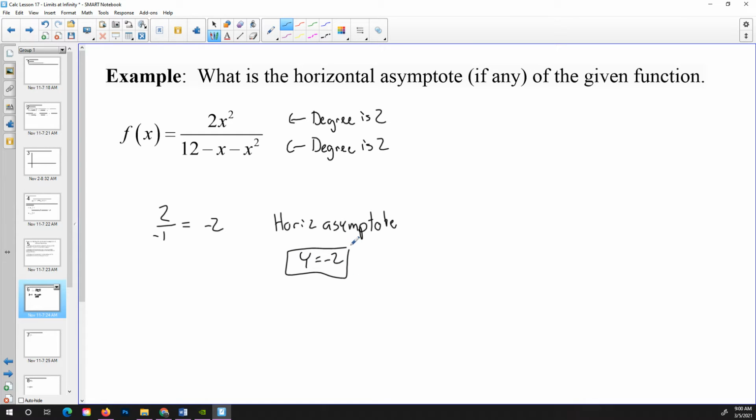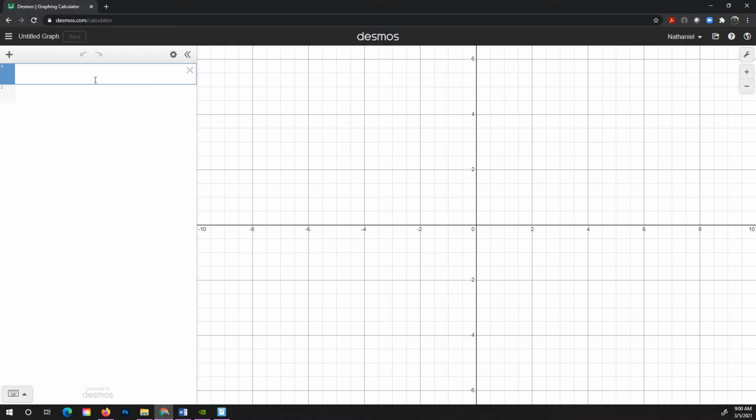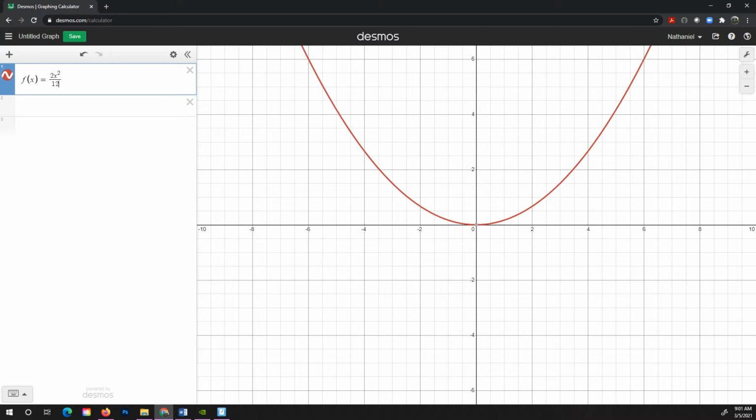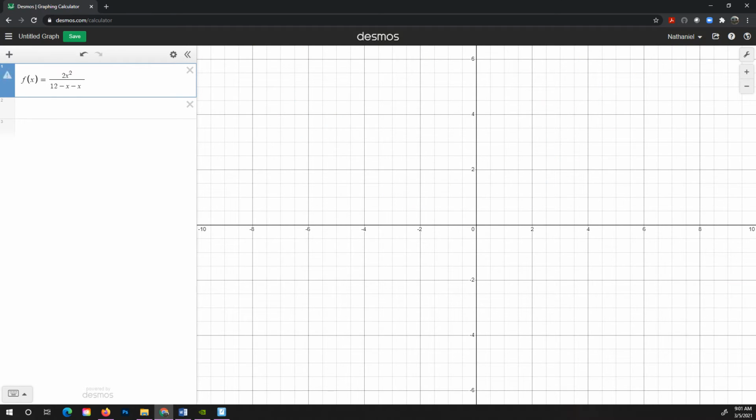Now, if you want to take a look at that and see that it is true, we can go over to Desmos and type in f of x is equal to 2x squared divided by 12 minus x squared.